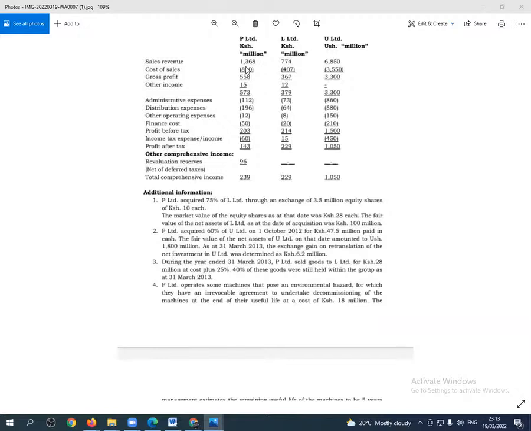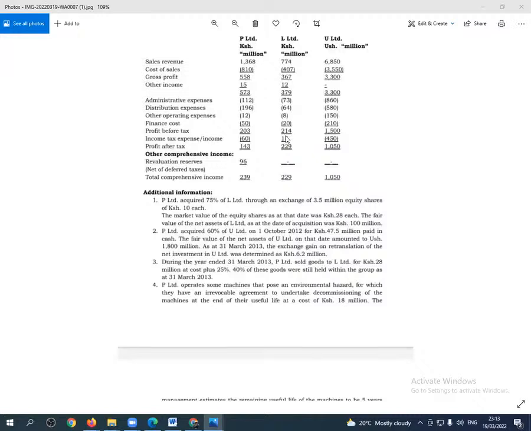Plus L Limited. L Limited was our subsidiary for how many months? We only consolidate parent and subsidiaries. You told me somewhere that L Limited was our subsidiary for 9 months. Prorate 9 months. Thank you very much.